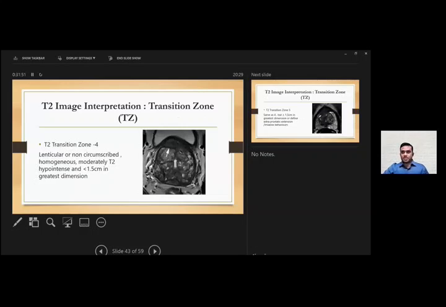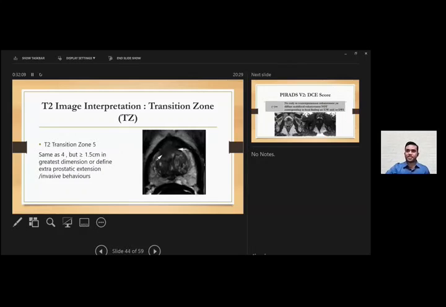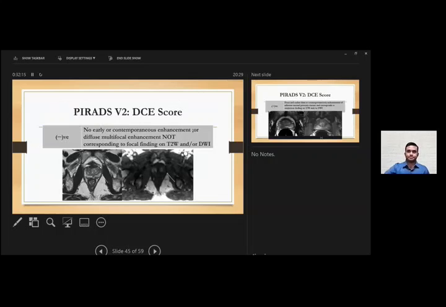Similarly, in this case, we see a lenticular shaped, not well circumscribed, homogeneously T2 hypointense area in the anterior fibromuscular stromal area. This lesion would be characterized as transition zone 4. And if it is greater than 1.5, then it is categorized as 5.